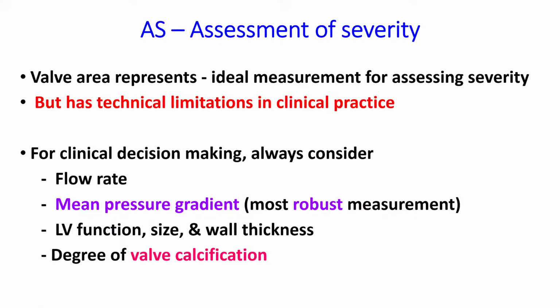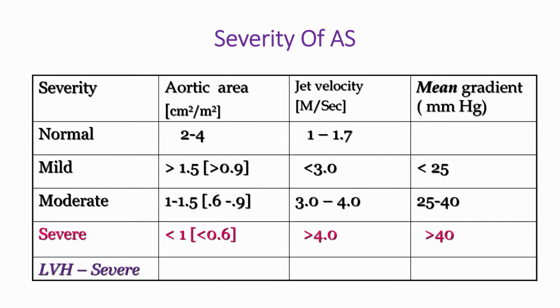Now coming on to the assessment of severity. In the mitral valve, we usually measure the orifice by planimetry, but the same principle we cannot apply to the aortic valve. Here, to assess the aortic valve area, we have to depend upon the continuity equation; direct planimetry we cannot use. For clinical decision making, always depend upon the flow rate, mean aortic valve gradient, LV function, size, wall thickness, and degree of valve calcification.